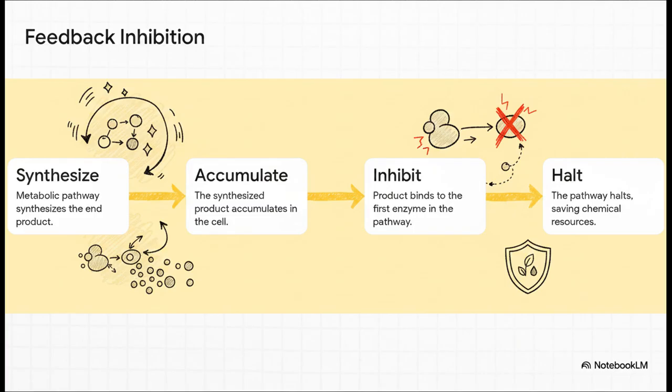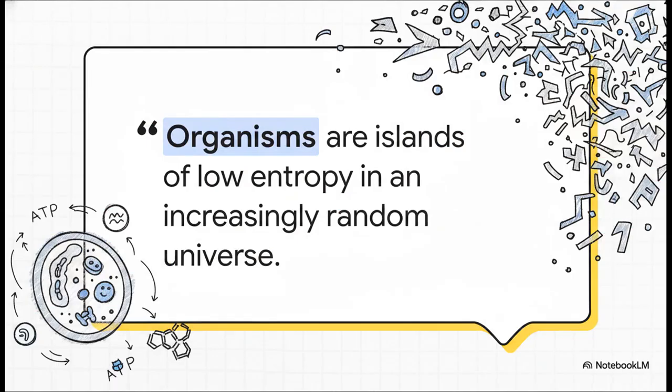Another frankly genius self-regulating mechanism is feedback inhibition. Let's look at the pathway that synthesizes the amino acid isoleucine. As the metabolic pathway operates, it synthesizes the isoleucine product. Eventually, that product naturally begins to accumulate in the cell. Once there's an abundance of it, the isoleucine itself physically goes back and binds to the very first enzyme in the pathway, completely shutting it down. The pathway halts. This eloquently, automatically prevents the cell from wasting valuable chemical resources overproducing things it already has enough of.